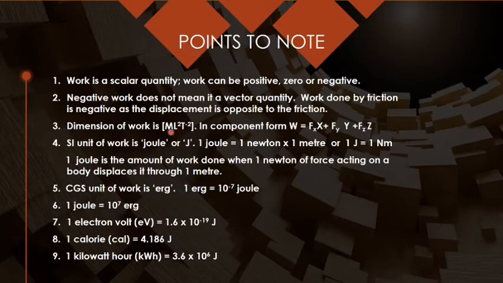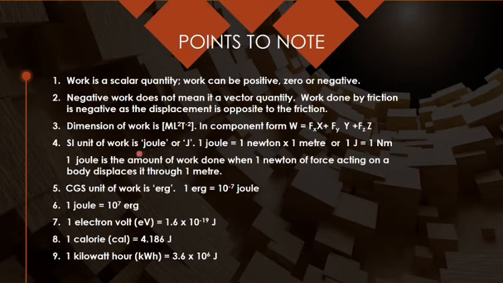Work done, because it is force into displacement, you can write its dimensional formula as M L T to the minus 2 into L. So you are getting M L squared T to the minus 2. If you want to write work done in component form, then F dot S, where i dot i is 1, j dot j is 1, k dot k is 1. By that knowledge, you can write the work done in the component form.